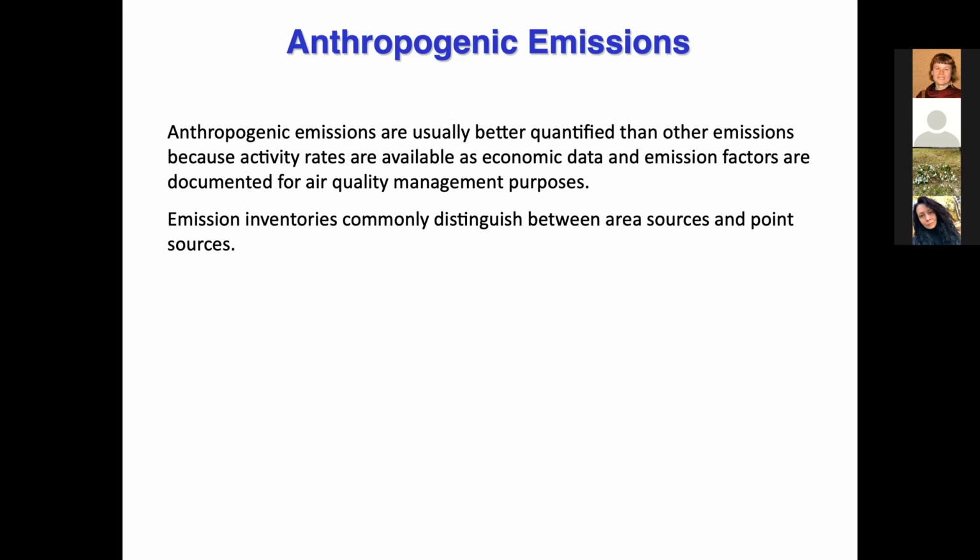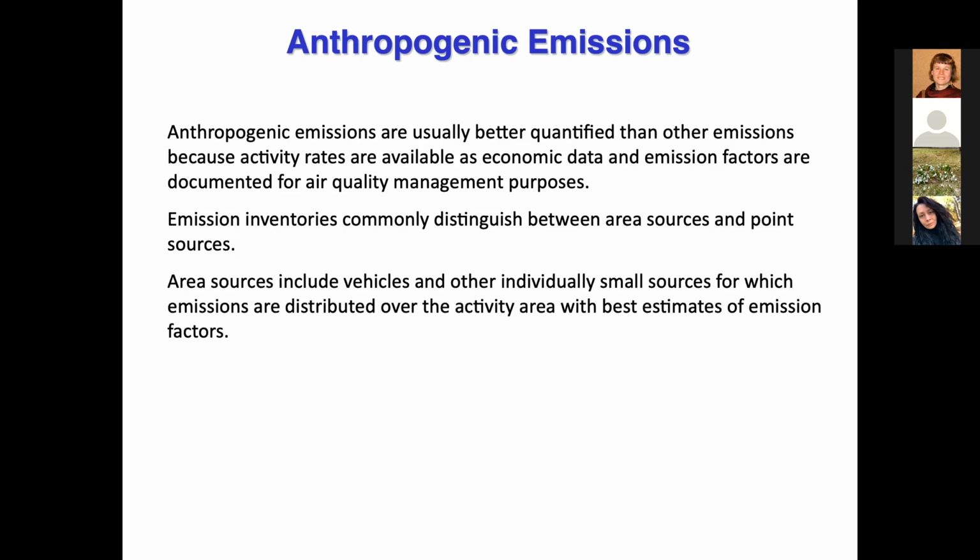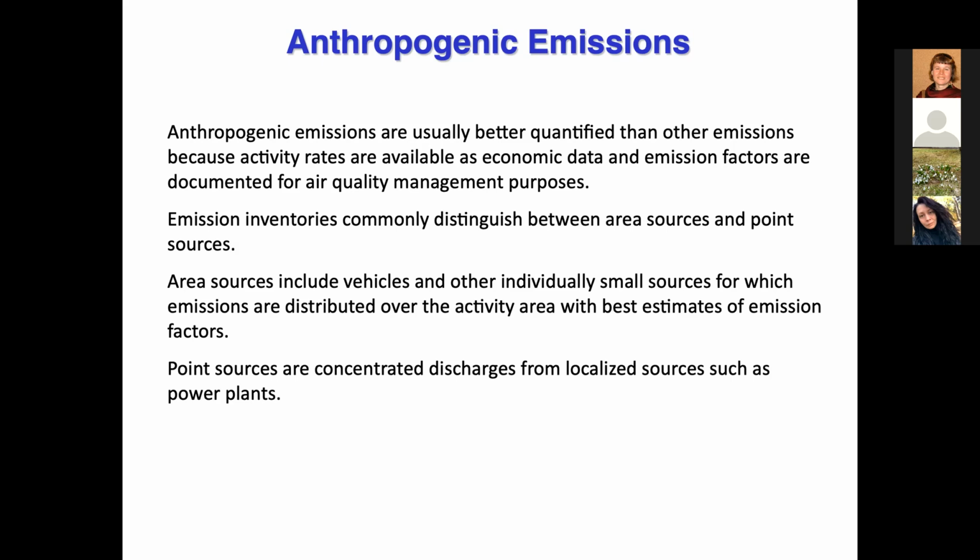Emission inventories commonly distinguish between area sources and point sources. Area sources include vehicles, for example traffic, and other individual small sources for which emissions are distributed over the activity area with best estimates of emission factors. While point sources are concentrated discharges from localized sources, such as a power plant chimney, for example. What comes out from the power plant?